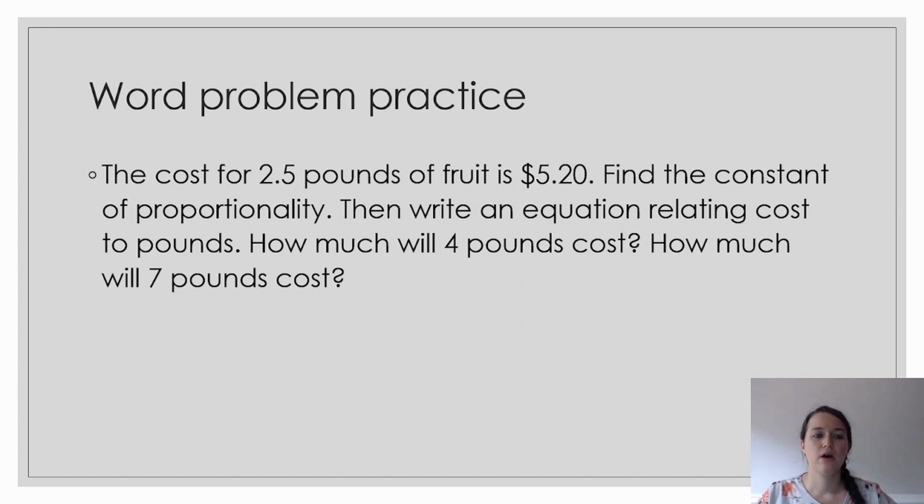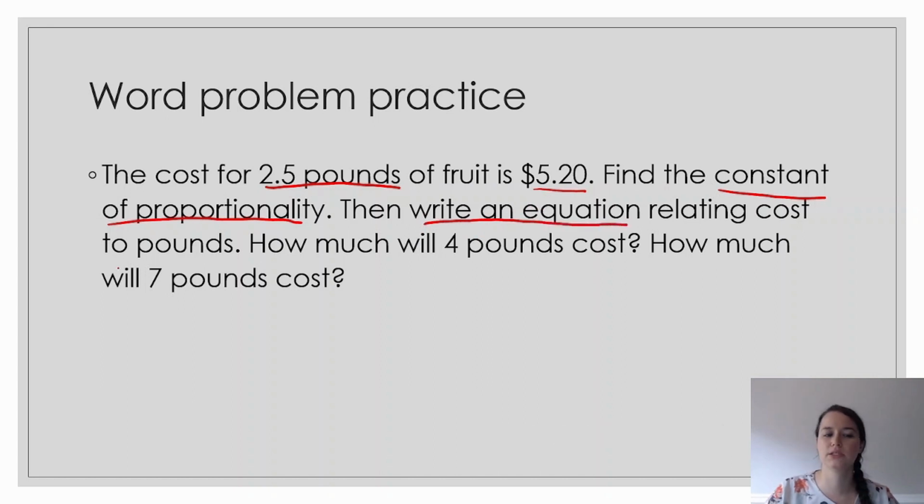So we have the cost of, you might want a calculator, by the way, sorry. So go get one if you need it or use your phone calculator. The cost for 2.5 pounds of fruit is $5.20. Find the constant of proportionality. Okay, so I'm finding the constant of proportionality. Because it tells me to find it, I already know, by default, it has to be proportional because of the language in the problem. Then write an equation relating cost to pounds. How much will 4 pounds cost and how much will 7 pounds cost?